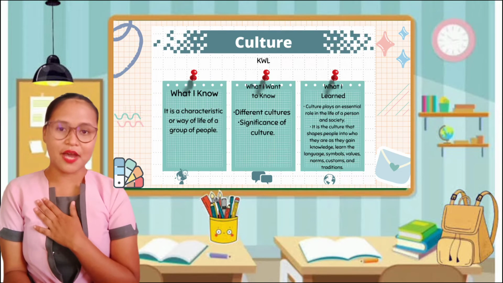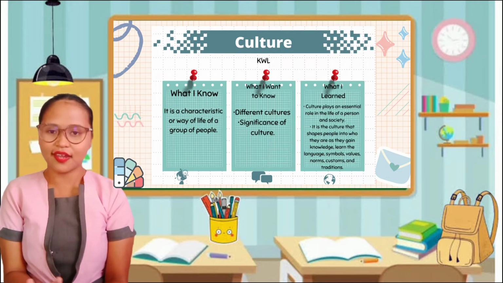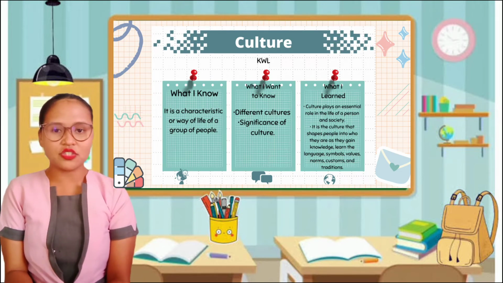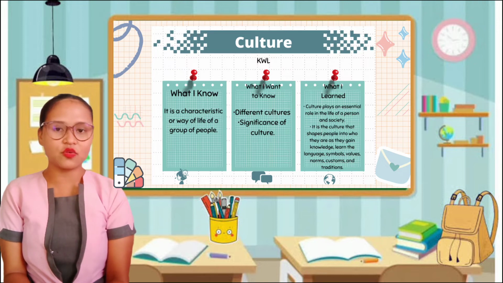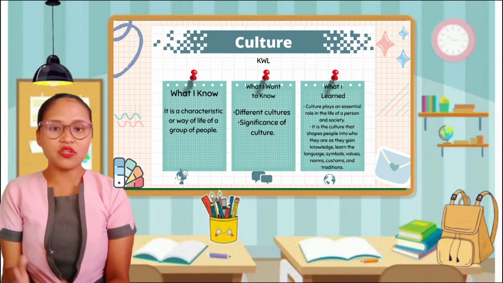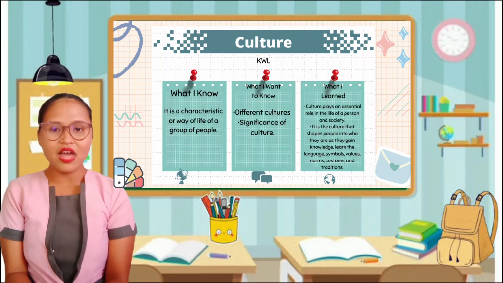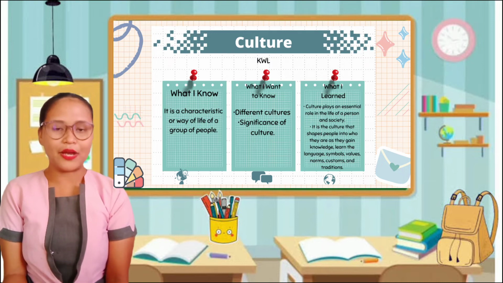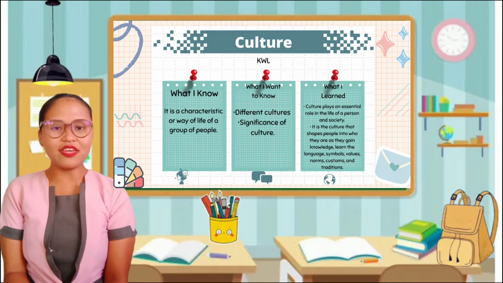So I made an example. This is about culture using the KWL chart. What I know is the prior or background knowledge of students of a certain topic, and what I want to know is their purpose, goal, or objective that they want to acquire about the topic. And what I learned are the information that they have acquired from the topic.